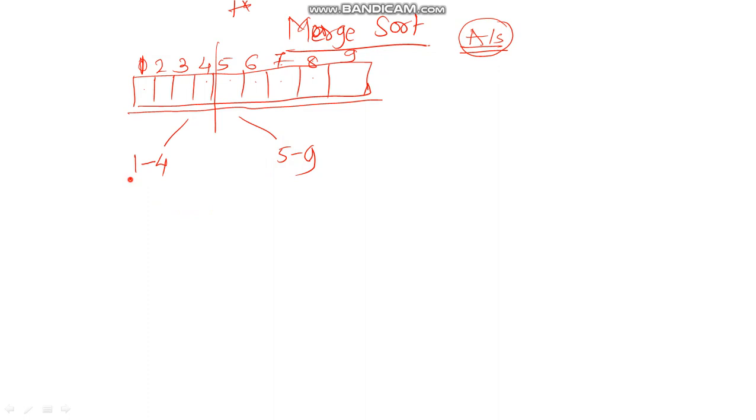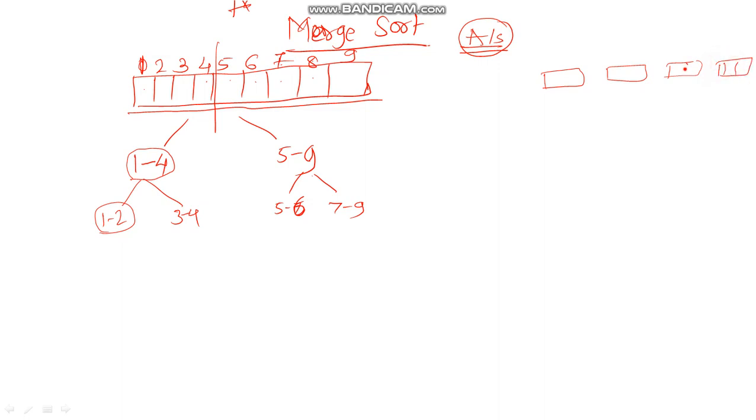Sorting an array of size 4 directly is also not possible, so I again divide into two subproblems. The two subproblems now become 1 to 2 and 3 to 4. On the other side it becomes 5 to 6 and 7 to 9. Now 1 to 2 means there are 2 elements, 3 to 4 means 2 elements, 5 to 6 means 2 elements, and 7 to 9 means 3 elements.